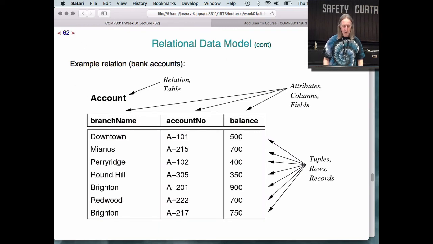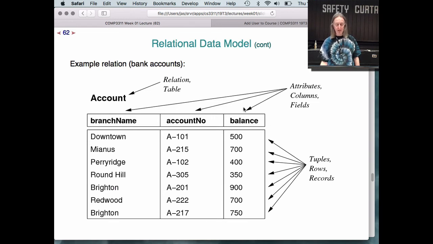Here's a typical example, which I love, that I got from one of the textbooks, I think Silberschatz's book. It's a bank example, so we're talking about accounts. An account is held at a particular branch. Apparently in this system, the branch name is good enough to uniquely identify the branch. The account number has clearly been designed to uniquely identify the account. And of course, the balance.